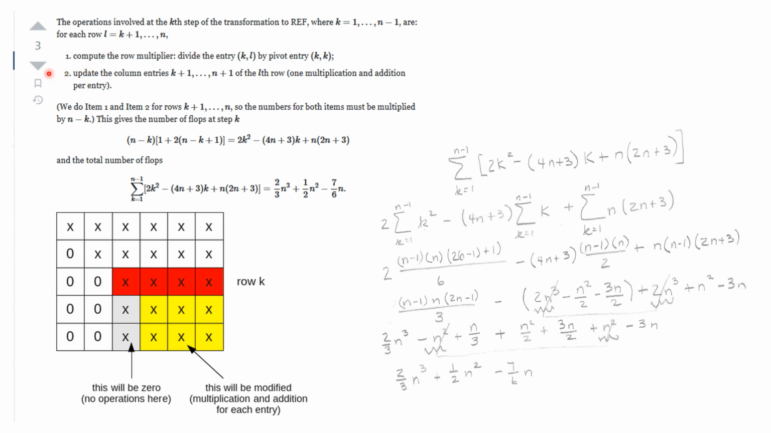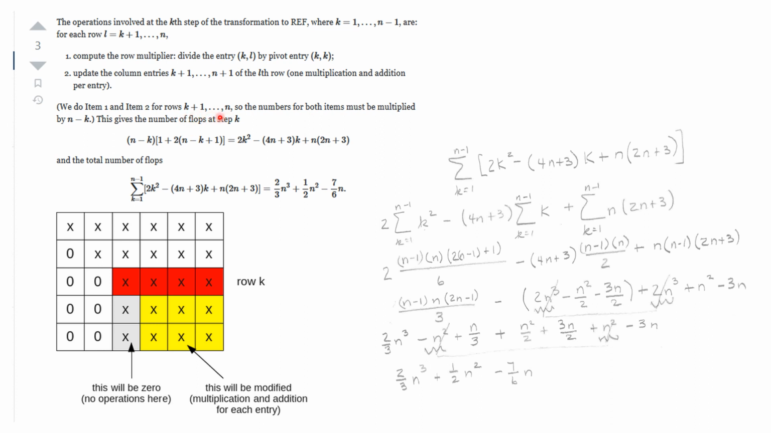is going to be a count of the rows. And so for each of those, what we do is we compute the row multiplier and divide the entry, lk in my jargon here, by whatever I had as my pivot entry. And then you update the column entries the rest of the way, so it is k plus 1, k plus 2, all the way to n plus 1 of the lth row. And each time you do one multiplication and addition.